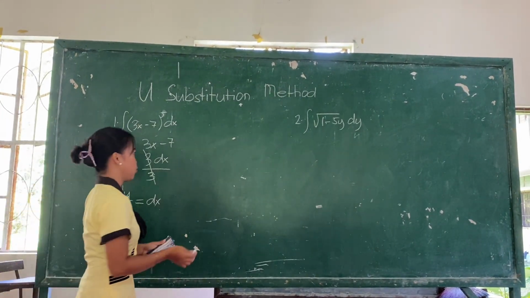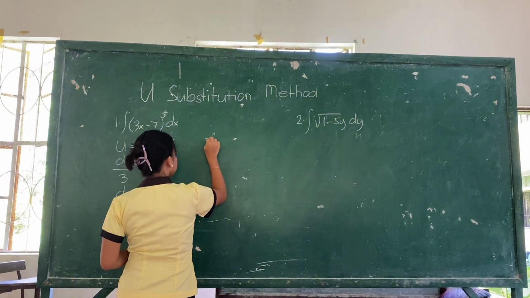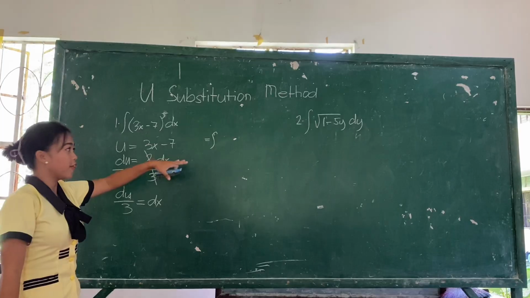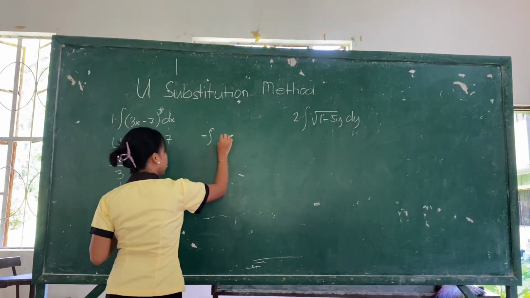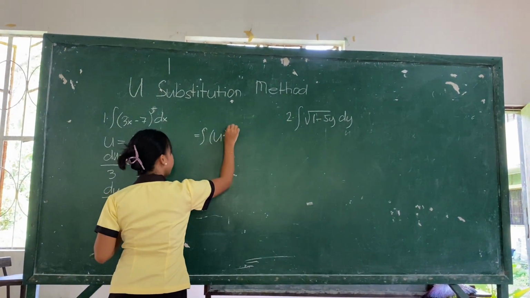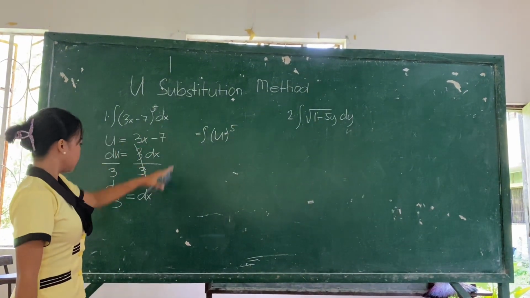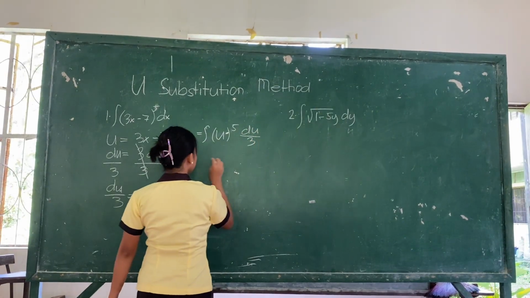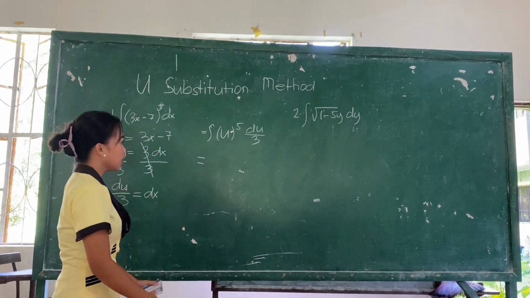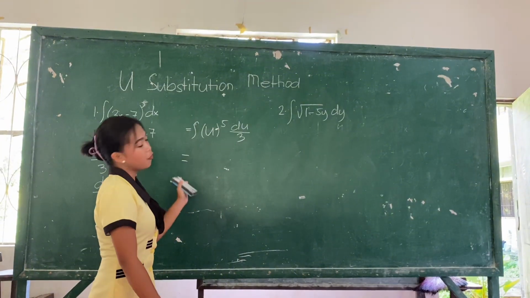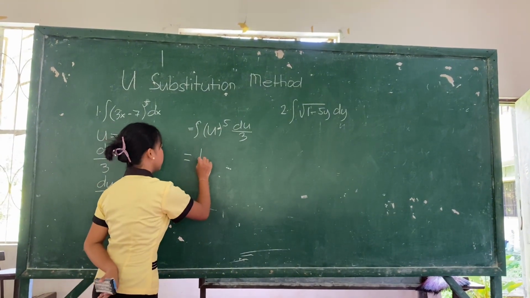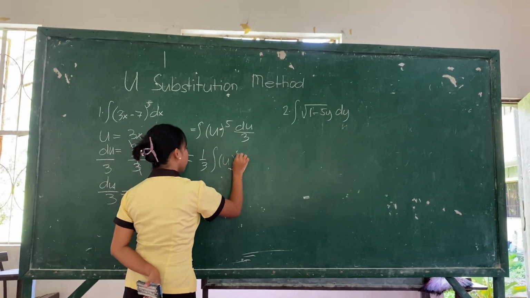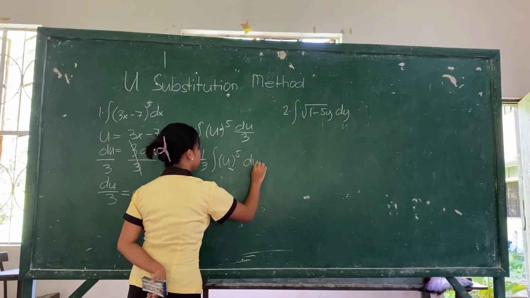Now we can substitute. Integral of, since 3x minus 7 is our u, we'll use u raised to the power of 5. So our dx is equal to du over 3. Since this 3 is on the bottom, we can move it to the front and it becomes 1/3 integral of u raised to 5 du.